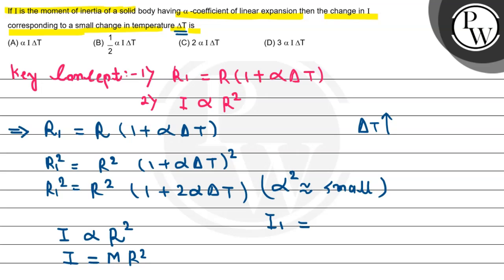temperature as delta T वो कुछ I1 के equal है, और ये I1 किसके equal हो जाएगा, M times of r1 square के. But already हमने r1 square find out करके रखा है, उसकी value हम यहाँ पर यदि put up कर दें, सो ये हो जाएगा M times of r square in bracket (1 plus 2 alpha delta T), और ये किसकी value निकल के आ गई है, I1 की.